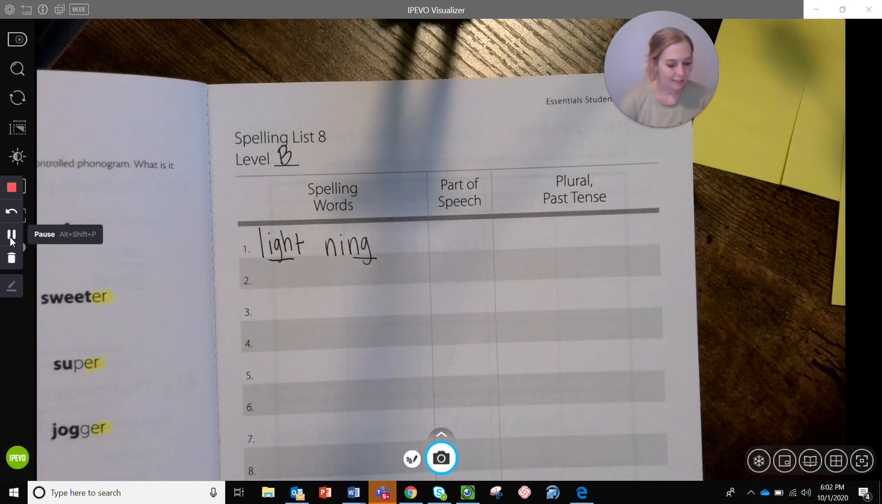Second word is thunderstorm. Thunderstorm. A thunderstorm is approaching. How many syllables are in that word? 3. Let's do our first syllable. Thun.